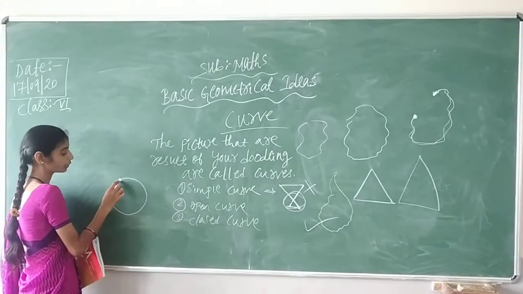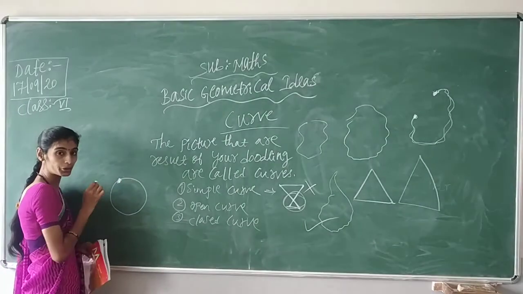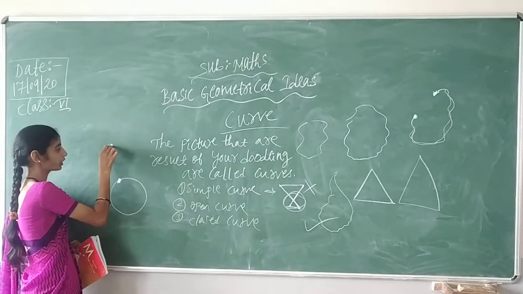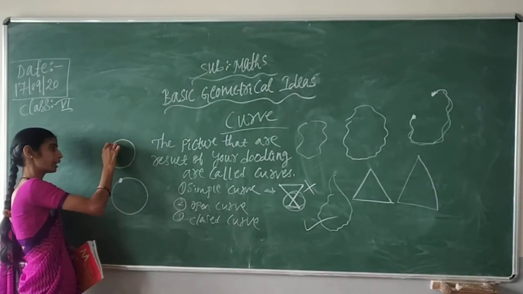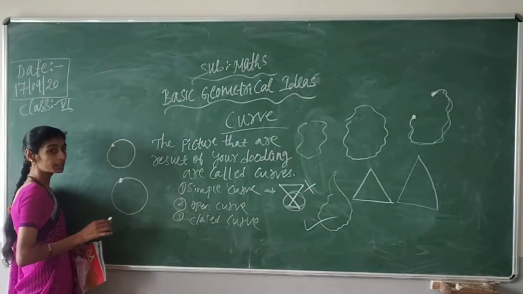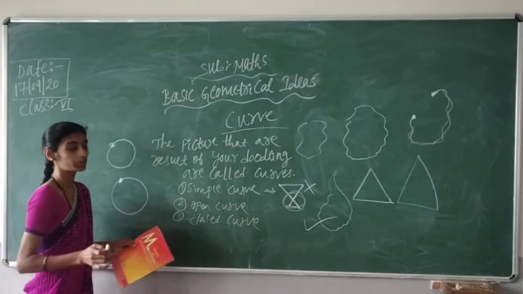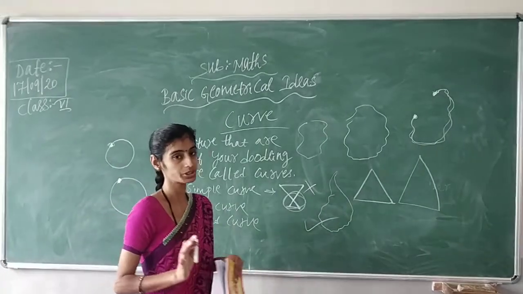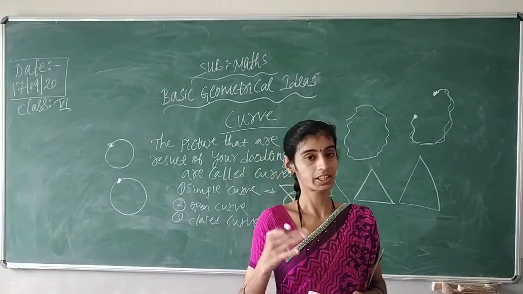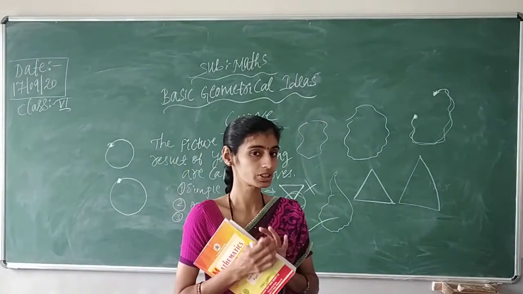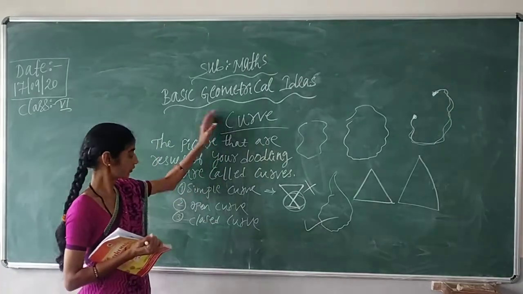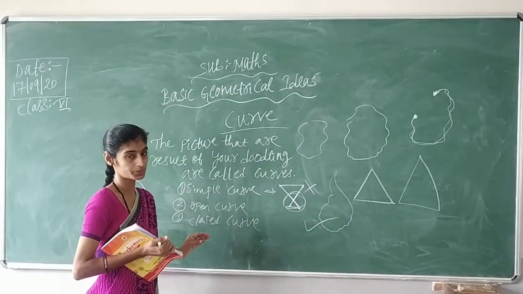For the circle you can say the starting and ending point are the same. Why? Because suppose I start drawing a circle here, I will go back to the same point and end the circle. So a closed figure means a figure which is closed, which has the same starting and ending point, and we call it closed. Okay. So this is all about the curve and its types.